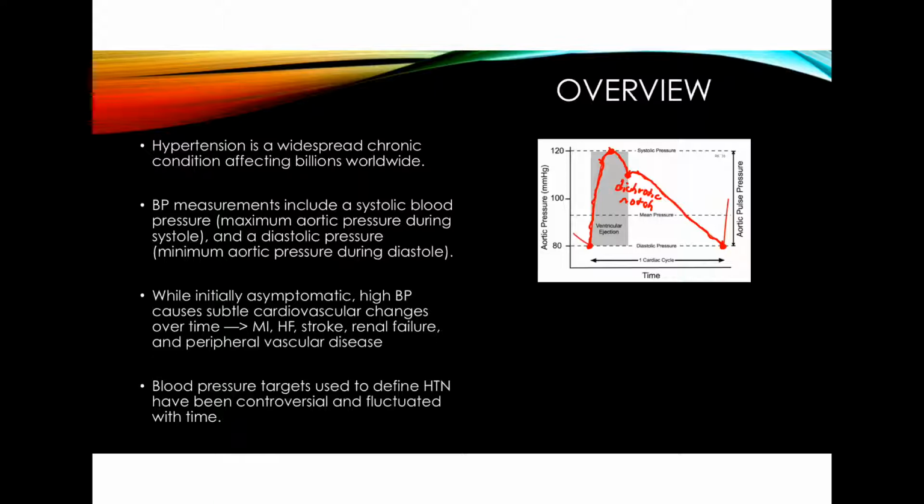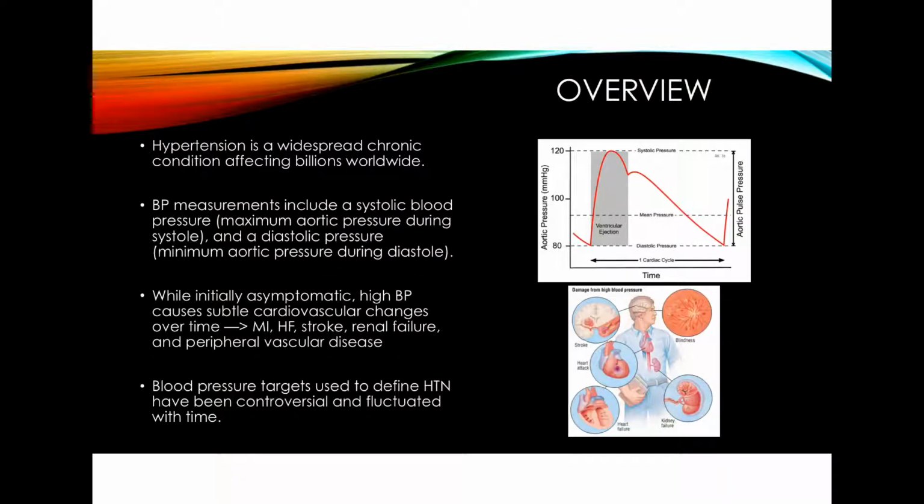You can see that in addition to the systolic and diastolic pressures, there is another pressure labeled here, the mean arterial pressure. And that's essentially a weighted average of the maximum and minimum pressures that gives you a sense of what the average pressure in the vessel is throughout the course of an entire cardiac cycle.